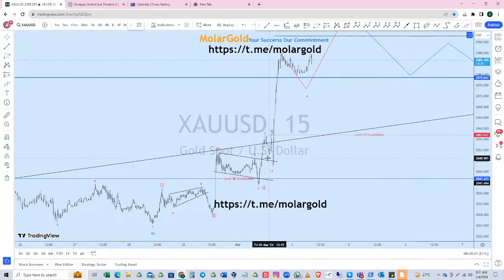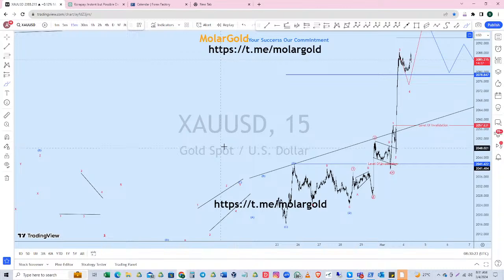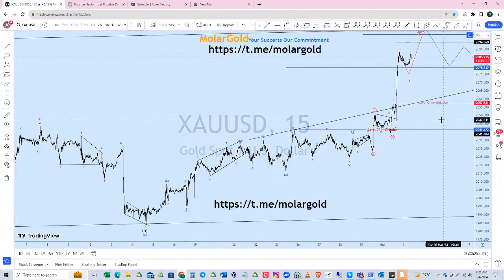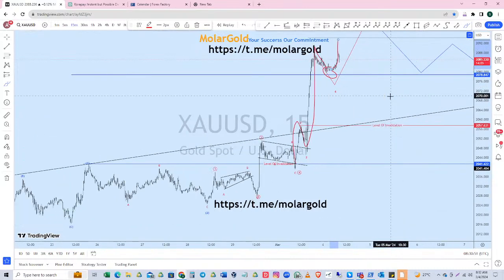So we have actually done this last move: one, two, three, four. If this last move is our last move, then that is it, and this is our fifth wave. All right, but I don't think that should be okay. I don't think that should be.